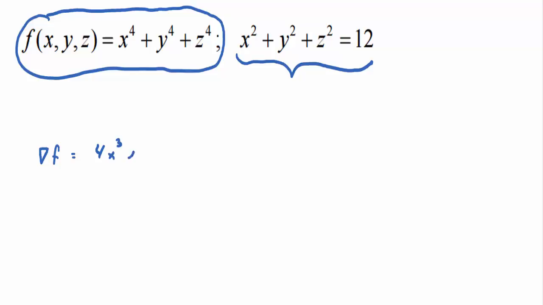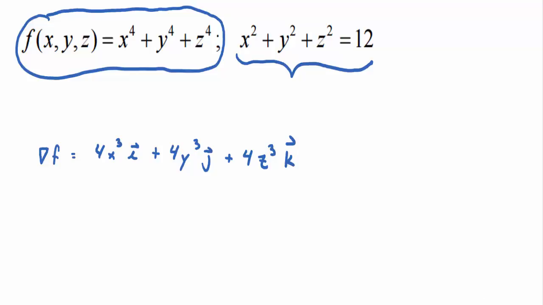4x cubed. And remember the gradient, in this case, is going to be a space vector. If it's a 3-input function, the gradient's a space vector. If it's a 2-input function, the gradient is a vector in the plane. In this case, a space vector. So 4x cubed, the derivative with respect to x of f, is the first component of del f. And then plus derivative with respect to y, 4y cubed, j, right? Plus 4z cubed, k. Everybody agree with that? So far, so good?